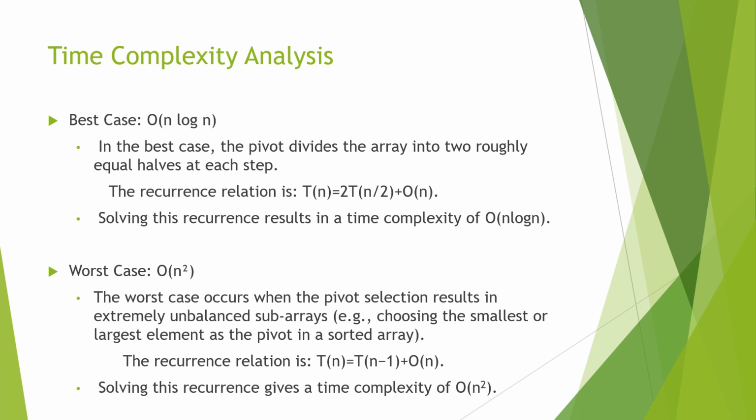In the worst case, the pivot may be the largest element or the smallest element in the array, so it gives unbalanced subarrays. If we generate the recurrence relation for this, we get T(n) = T(n-1) + O(n). So we apply the master theorem to solve this equation, and we get O(n^2) in the worst case.